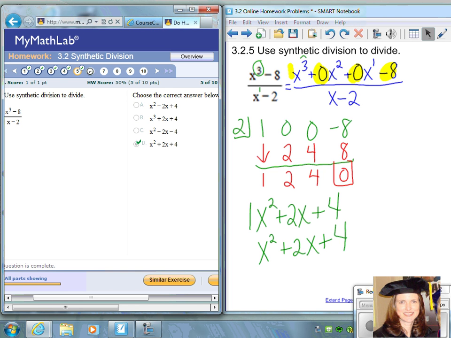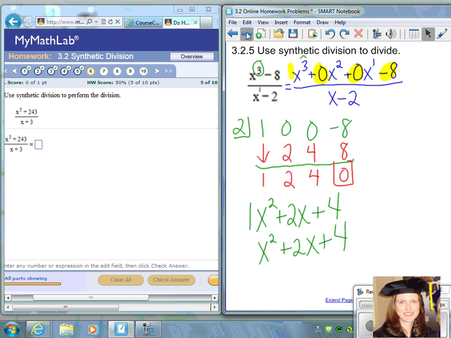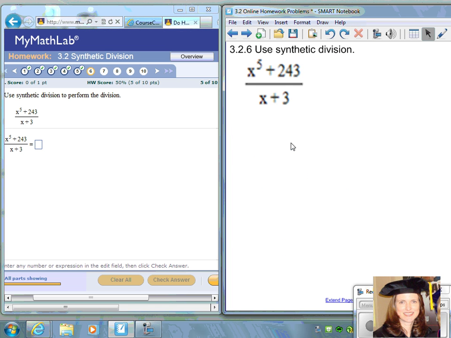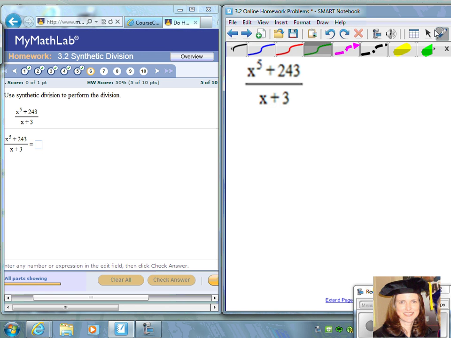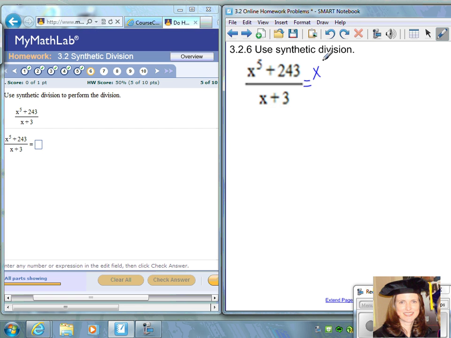Looking at question number 6. Use synthetic division. This is similar to the one we just did because it's missing a lot of exponents. So the first thing I'm going to do is rewrite the numerator so that you have all of those missing powers of x. Start with an x to the fifth, so we need a 0x to the fourth, a 0x to the third, a 0x to the second, and a 0x, and then finally the plus 243, all divided by x plus 3.